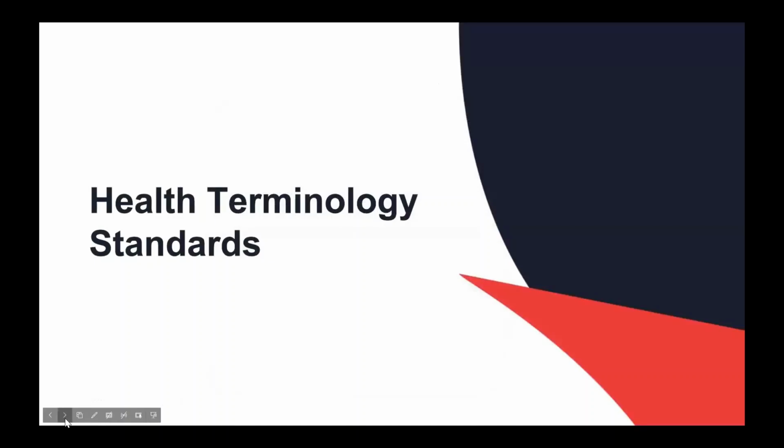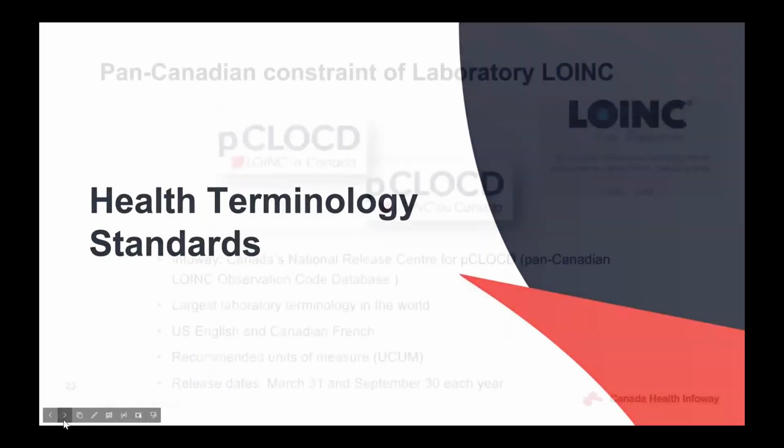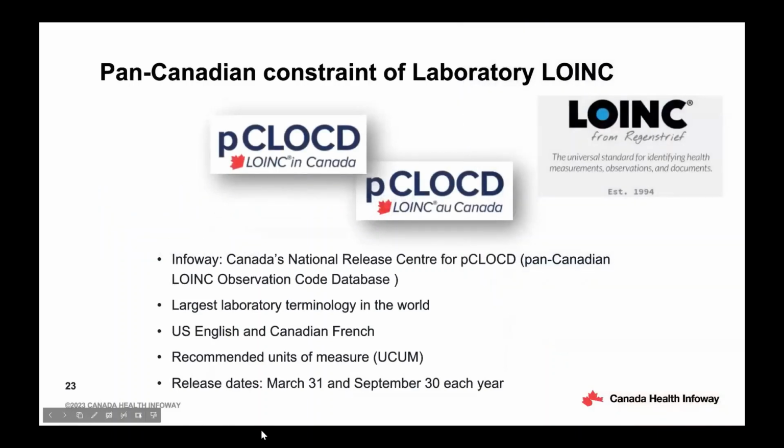So we have more now on health terminology standards. As we said earlier, Infoway is the Canadian National Release Center for PCLOCD. The Pan-Canadian LOINC Observation Code Database is a Canadian constraint of the larger LOINC terminology. Releases contain codes that are specific to use in Canada, including examples of Pan-Canadian names for jurisdictional lab viewers, both in English and Canadian French, and recommended units of measure, UCUM, for use in Canada.